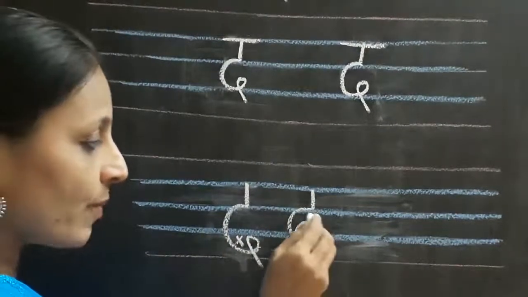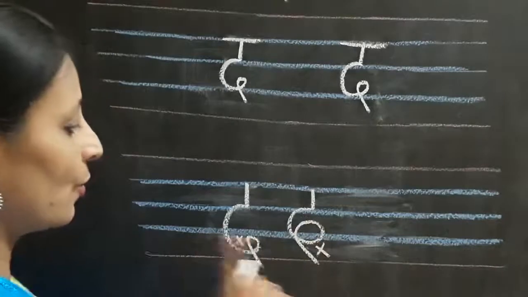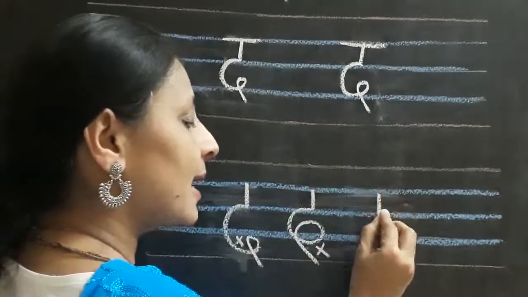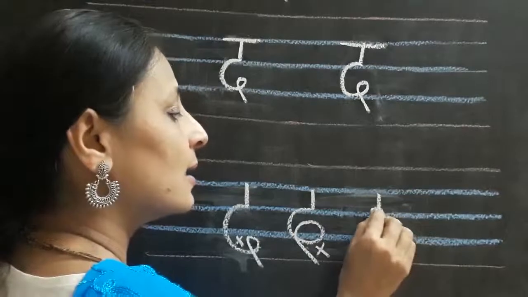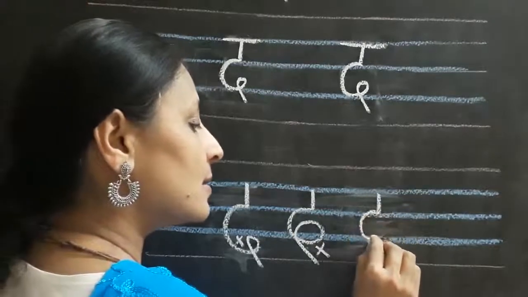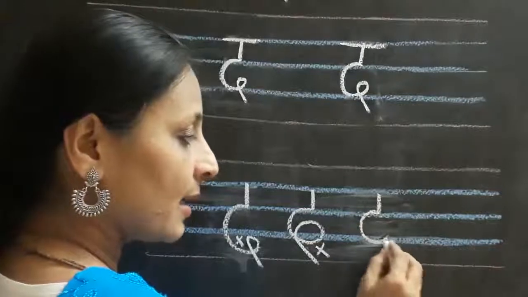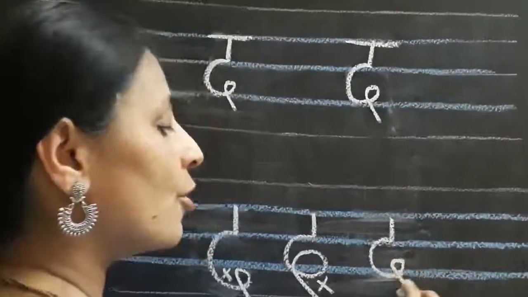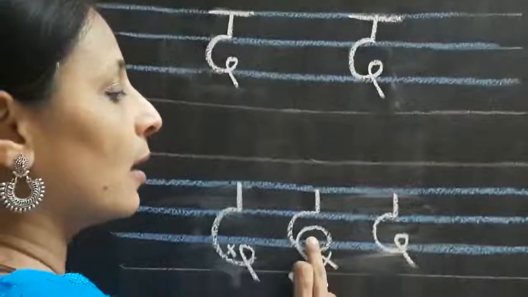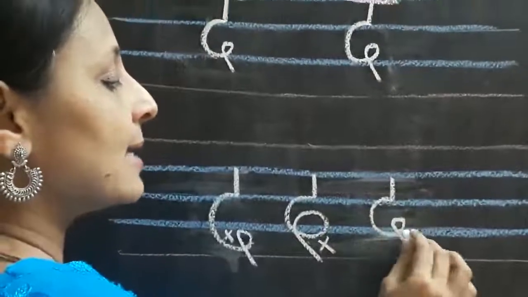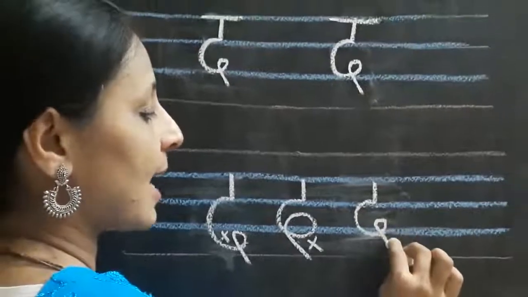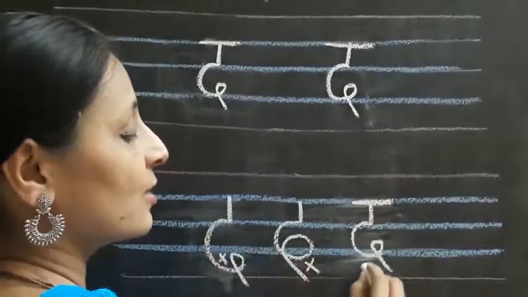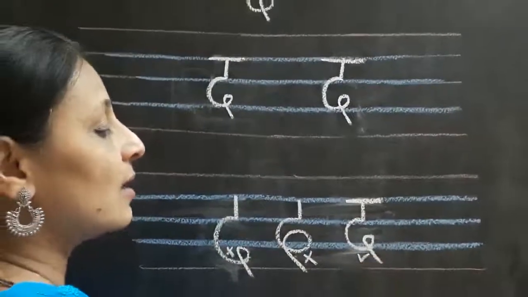So are you going to make a big loop? No. How we are going to write? See, I will show you. Standing line, touch the second blue line. C, touch the third blue line. Go up, make a loop. Loop should not be so big. It should be nicely small loop. And slanting line down. And slipping line overhead. So this way we are going to write letter the.